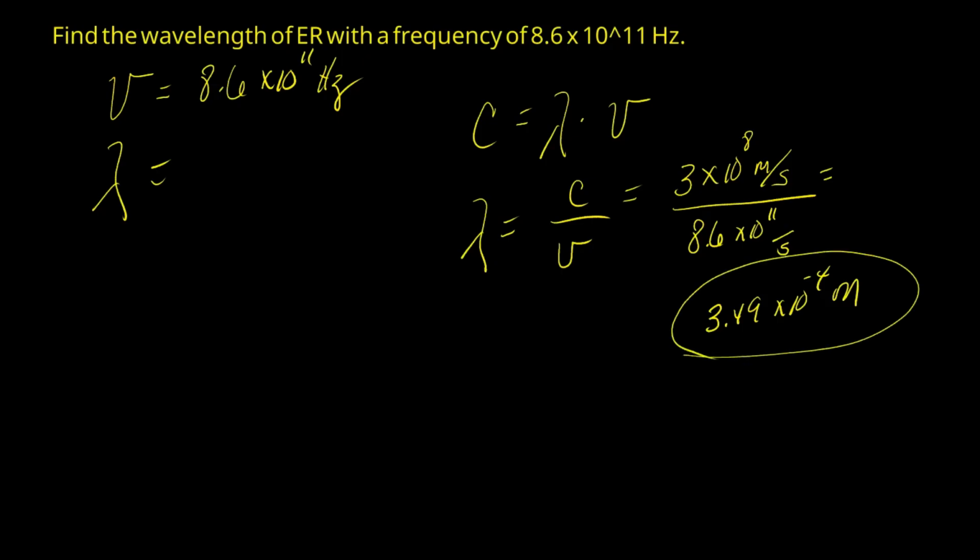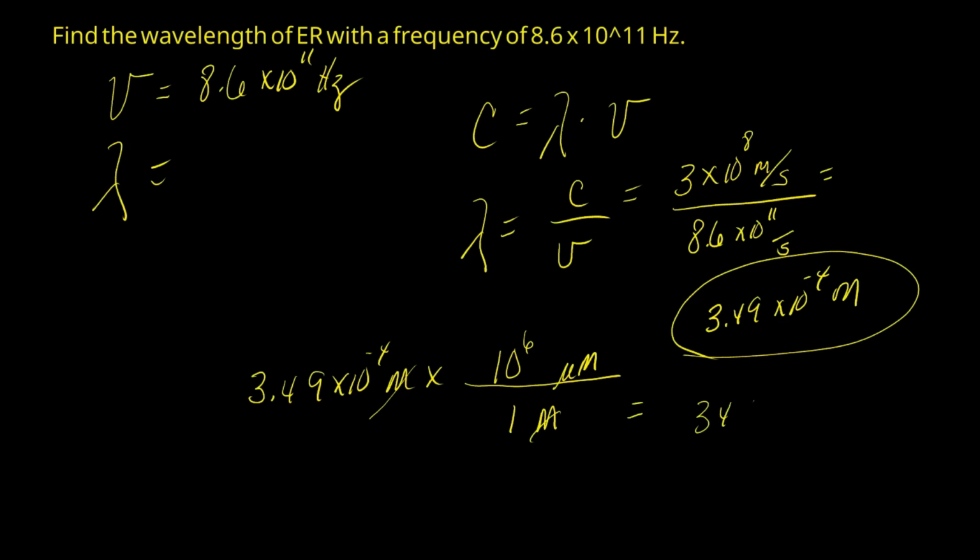And if you're asked to convert it to micrometers, I want meters to cancel. It goes on the bottom. Micrometers goes on top. 1 goes with the meters. There's 6 powers of 10 between those two. That would give me 349 micrometers.